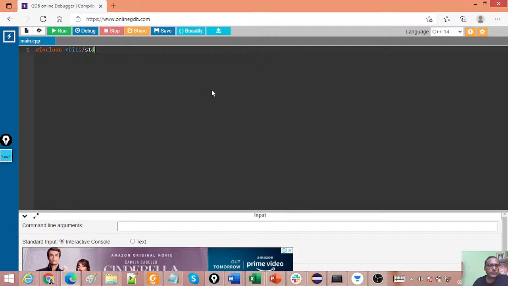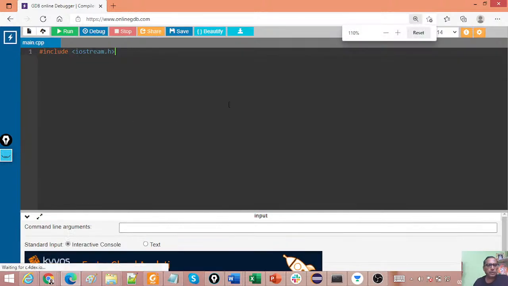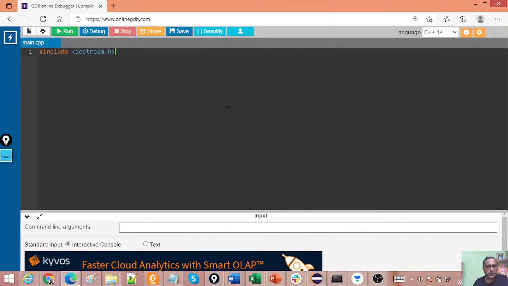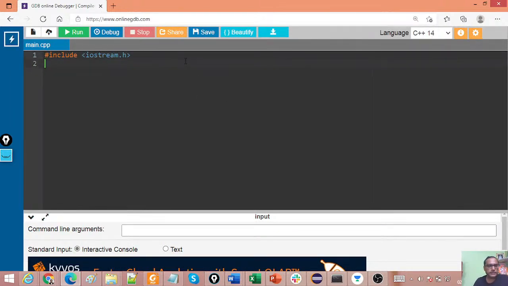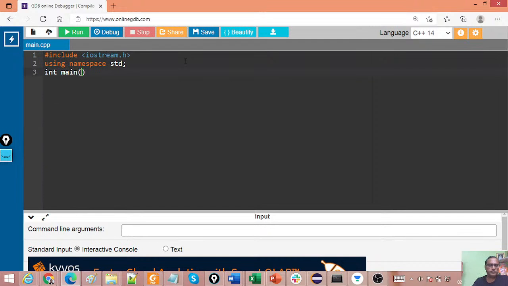bits/stdc++.h is causing a problem. Why? iostream.h. Okay, I'm just enlarging a little bit. Yes, now see, this is the case. So using namespace std, so going for main, int n, and then int i, j.